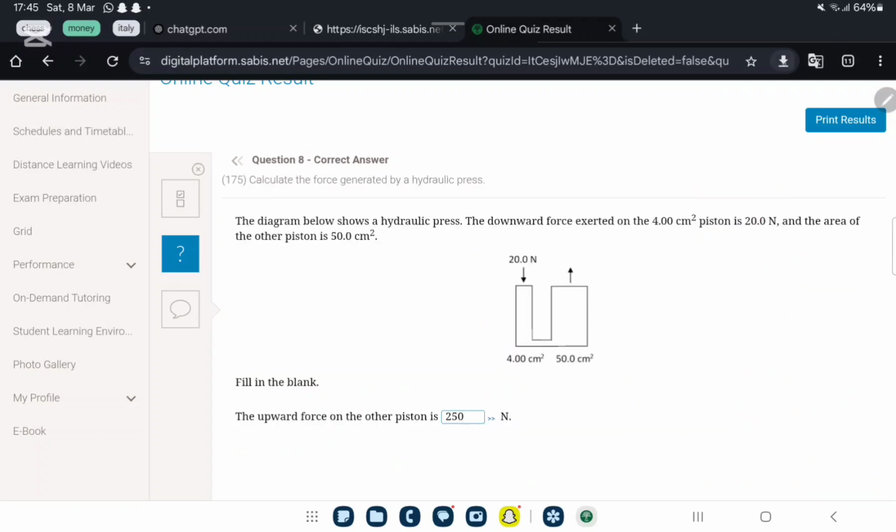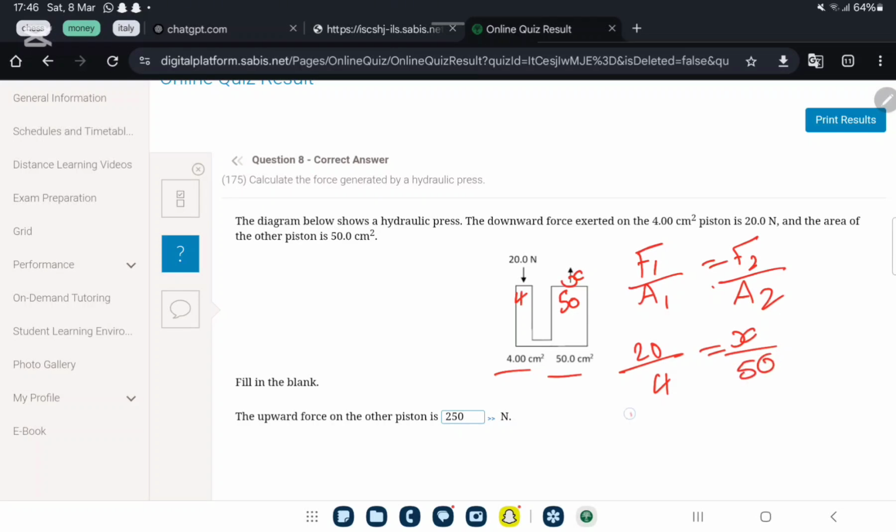Another hydraulic press question. Do you know the rule F1 over A1 equals F2 over A2? They gave us this area is 4 centimeters squared and this area is 50. They want the force X. So F1 is 20 over A1 4 equals F2, we say X, over A2 50. Cross multiply, 50 times 20 over 4 equals X. 50 times 20 is 1000. 1000 divided by 4, you get 250.